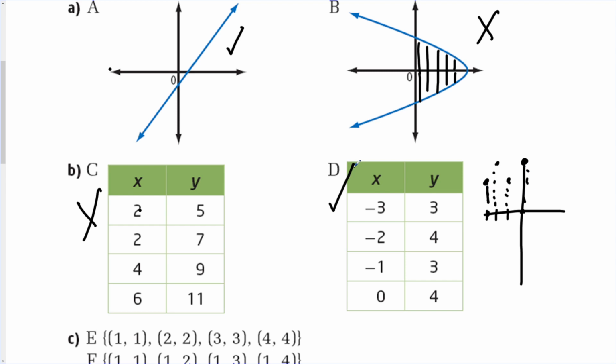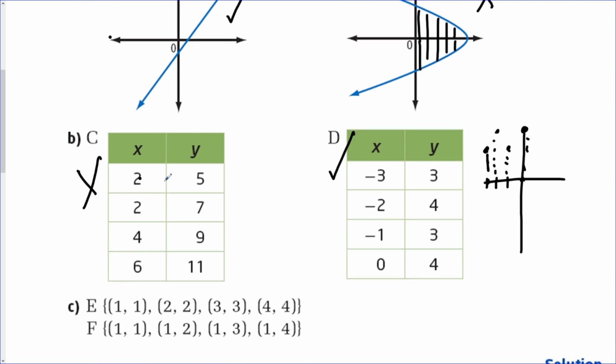Basically, if I have it in a table, or in this next example, in a set of ordered pairs, if the x is repeated at all in my grouping, so I have two 2s here, or in this one, I've got tons of 1s. Not a function, not a function. But when I just have one of each x, 1, 2, 3, 4, yes, it is a function.